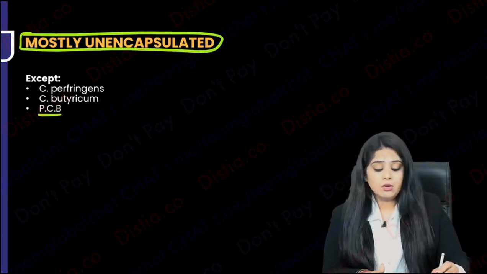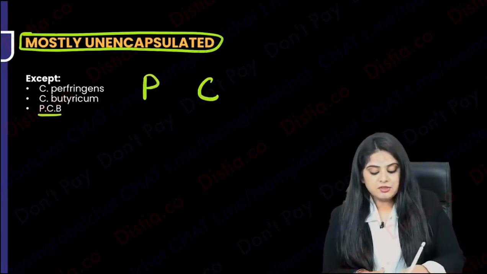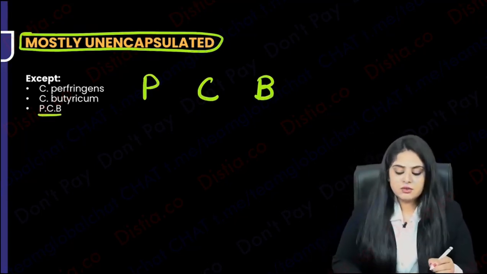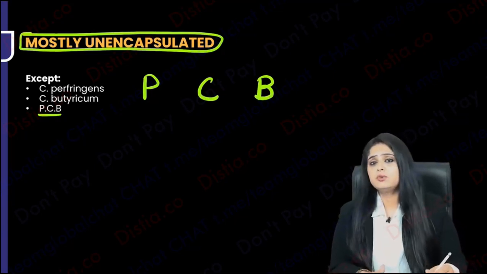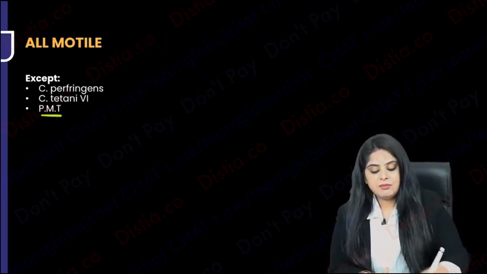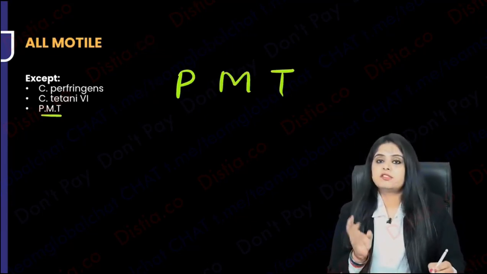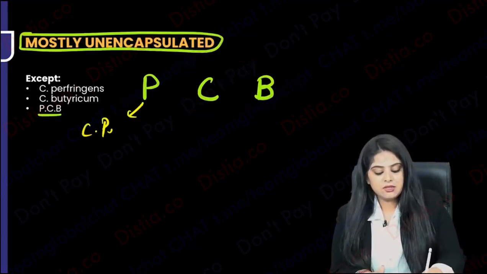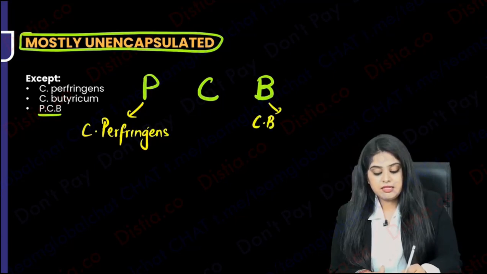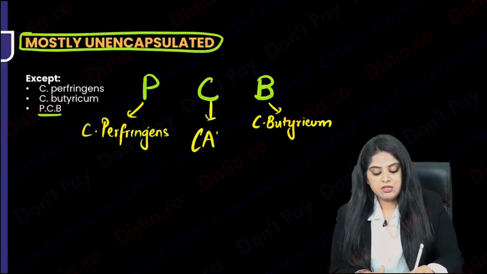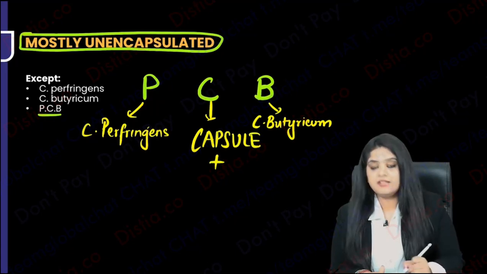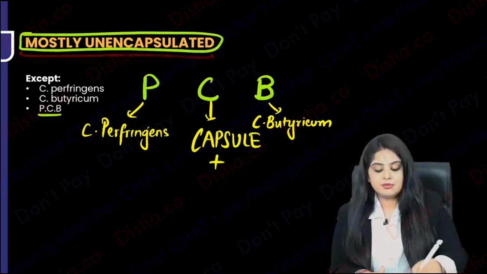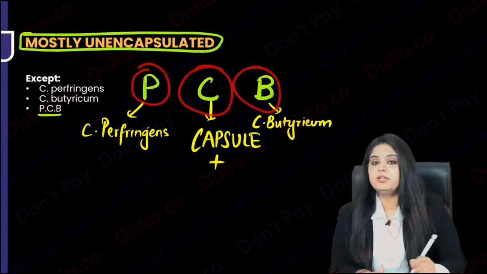However, PCB. What? Physics, chemistry, bio. Why did you take physics, chemistry, bio? Which is the exam that you wanted to crack? You wanted to crack the PMT exam. These are your two mnemonics. So I took physics, chemistry, bio for the PMT exam. So, PCB, what does it mean? When you are dealing with Clostridium, P for perfringens, and you're dealing with Clostridium butyricum, these are the ones which are going to have a capsule. So capsule is present. Remember, all the Clostridia are unencapsulated, but perfringens and butyricum are going to be capsulated.